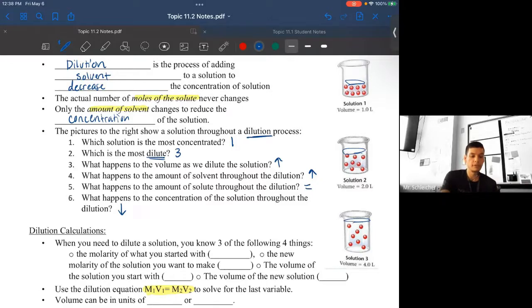When you need to dilute a solution, you need to know at least 3 of the 4 following variables. The molarity, or molar concentration, of what you started with, M1. The new molarity of the solution you want to make, M2. The volume of the solution that you start with, V1. And then the volume of the new solution, V2. So we kind of have this before and after situation, just like how we were dealing with those gas laws.